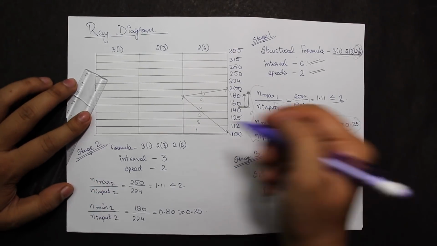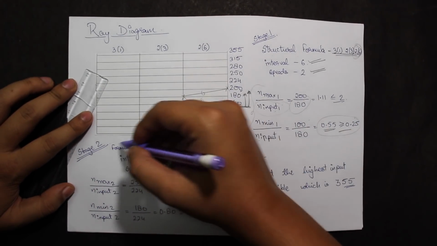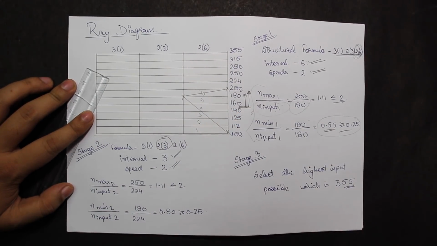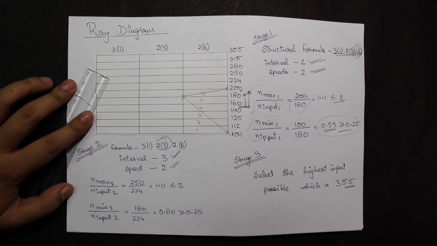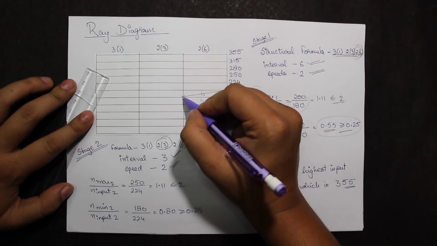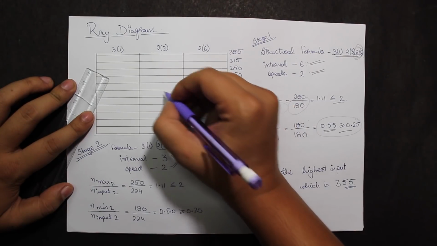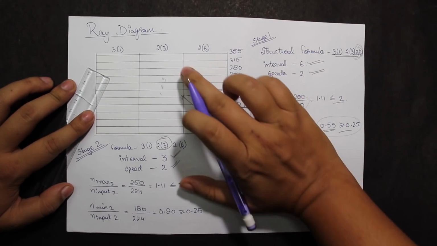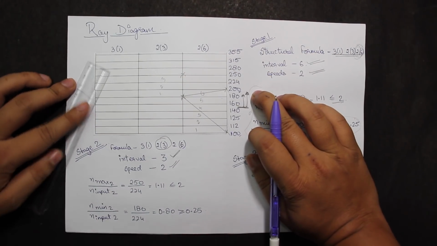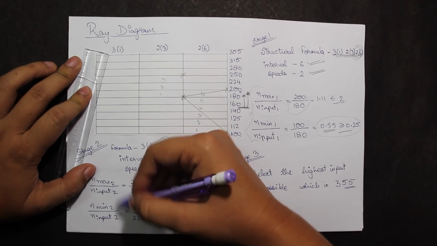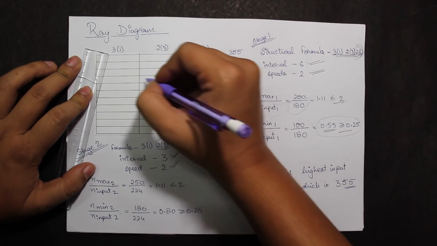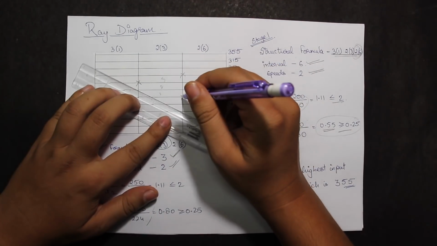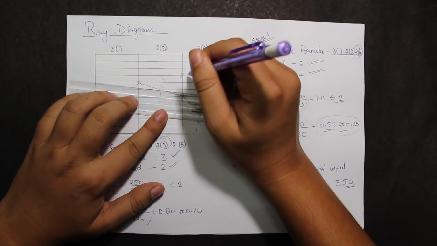Coming to the second stage, if I look at the structural formula, I have 2, 3, or intervals 3 and speeds 2. Therefore, I will be joining speed 180, that is the first speed. After 3 intervals, 1, 2, 3, the next speed I will be getting is 250. Now similarly, I have to take the input value. Checking the formulas again, I am selecting 224 as the input. Next, I have to make these two lines, that is from 224 to 180 and 224 to 250.